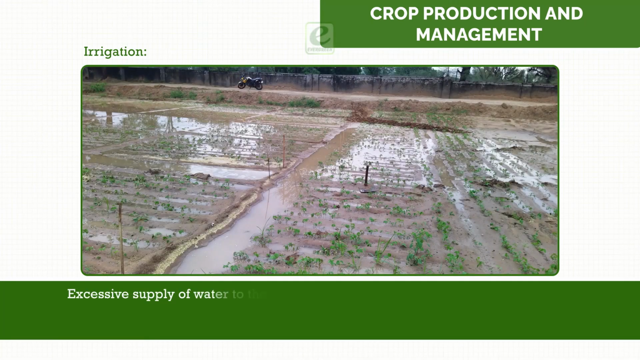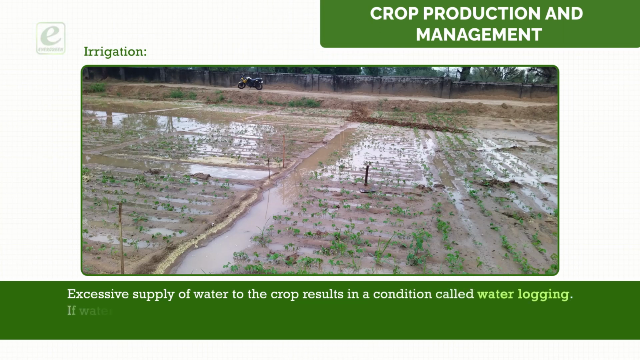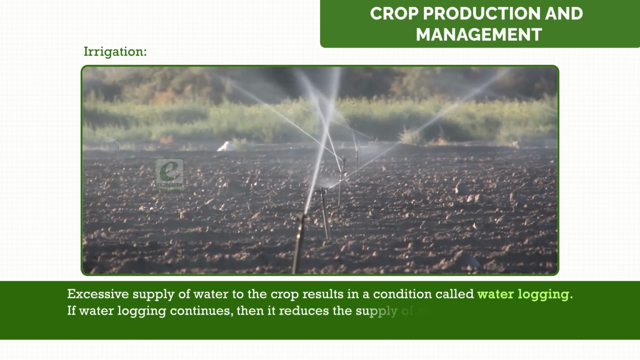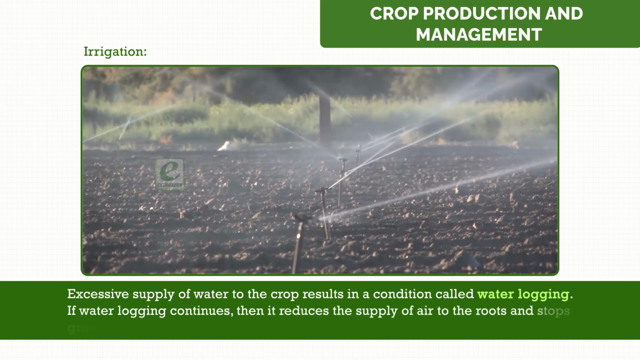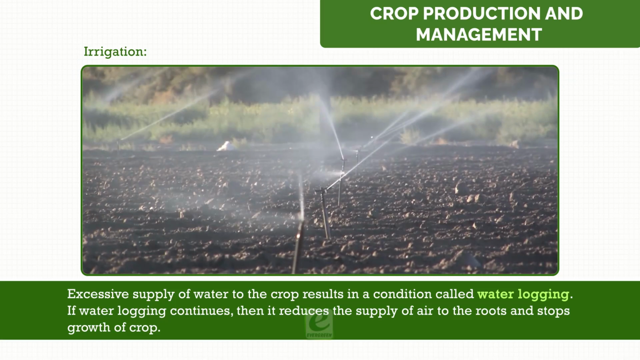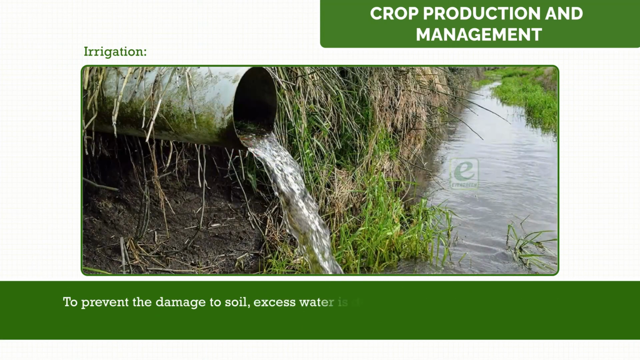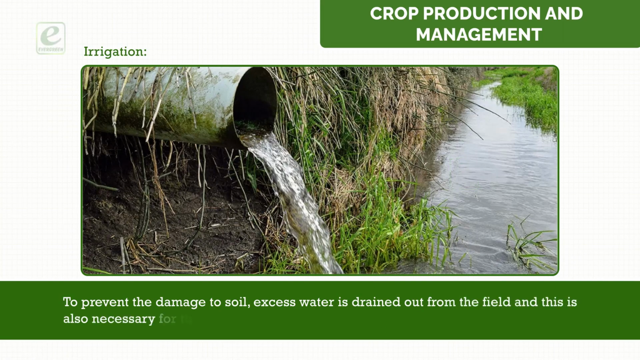Excessive supply of water to the crop results in a condition called waterlogging. If waterlogging continues, then it reduces the supply of air to the roots and stops growth of crop. To prevent the damage to soil, excess water is drained out from the field, and this is also necessary for the preparation of the next crop.